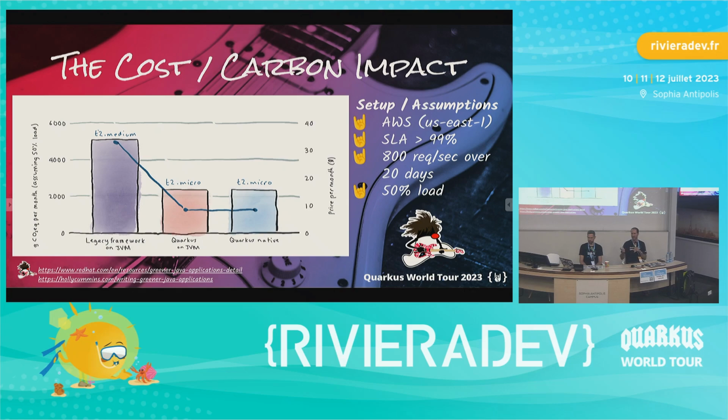indefinitely, we found that we could get the same throughput on a T2 micro that a Spring app took on a T2 medium, and that we could shrink the carbon footprint by 2 to 3 times.